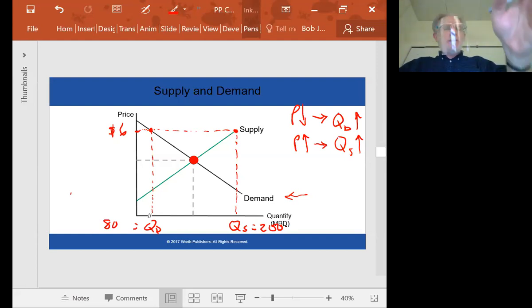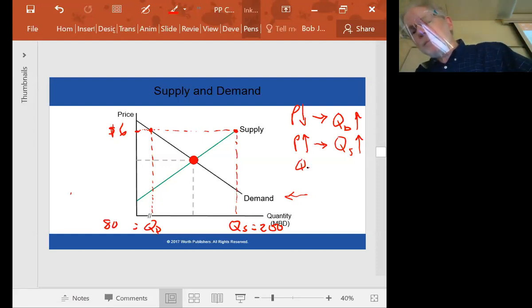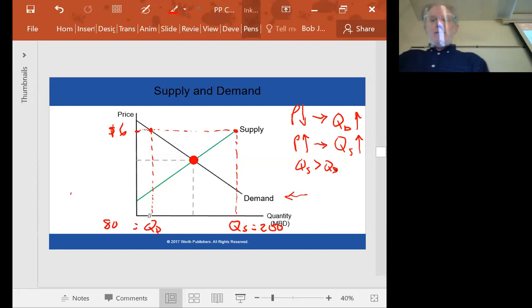Then we worked to, well, what will the quantity demanded be? What will the quantity supplied be? Then we asked, how do they compare? Obviously, they're not the same thing. Quantity supplied is greater than quantity demanded. And when we have that condition, we call that a surplus or excess supply.